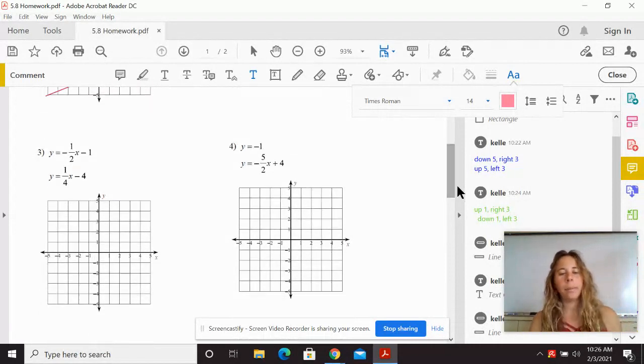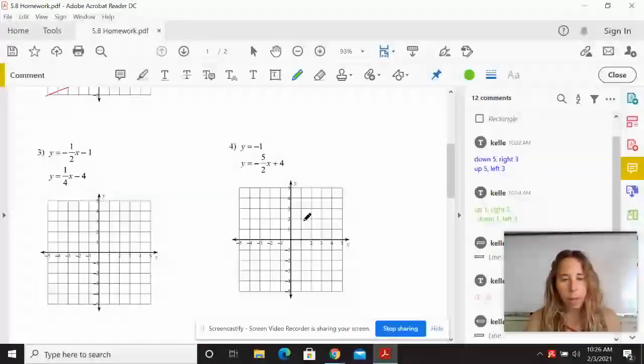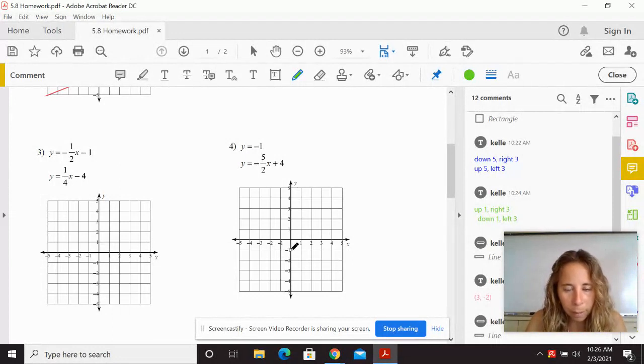Okay, number 4, because I think this is going to mess some people up. We're going to graph our line. Are you ready? Sorry, I've had too much coffee today. So y equals -1. Here's -1. That's your y-intercept.